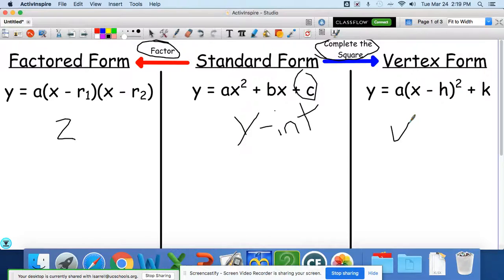There is something we've kind of been missing, though. We haven't really talked about how to go backwards. And the reason we haven't talked about it is because it's something you actually already know how to do. We just haven't explicitly discussed it yet. So today we're going to talk about both of these movements. We're talking about factored into standard first and then vertex into standard next.